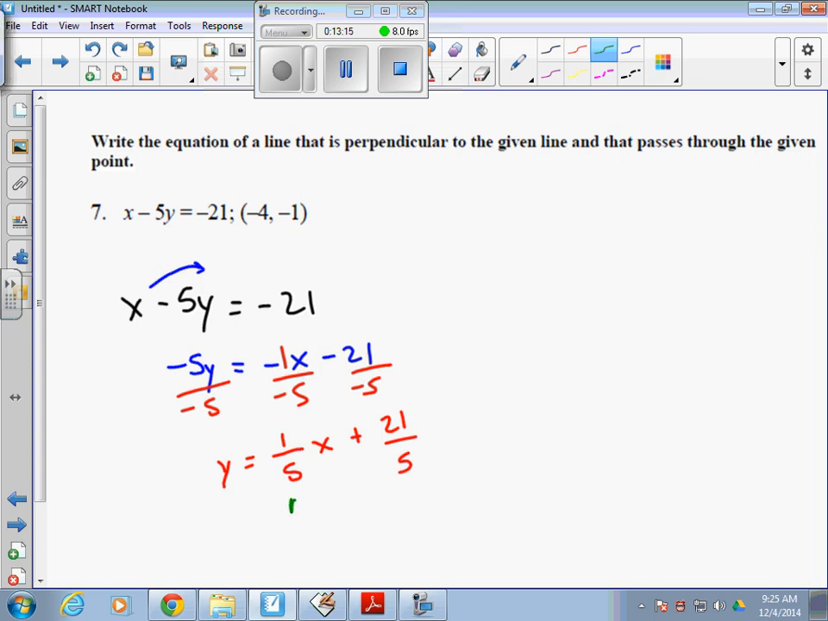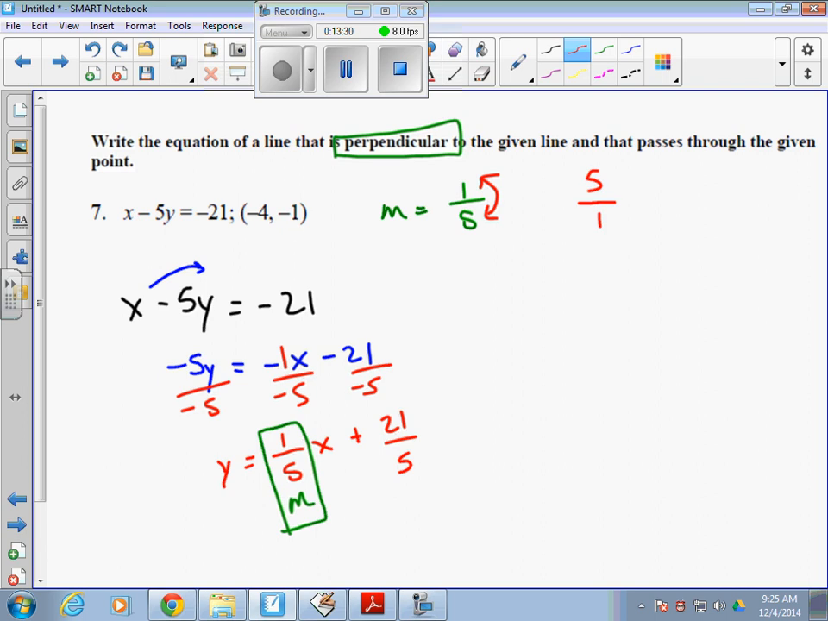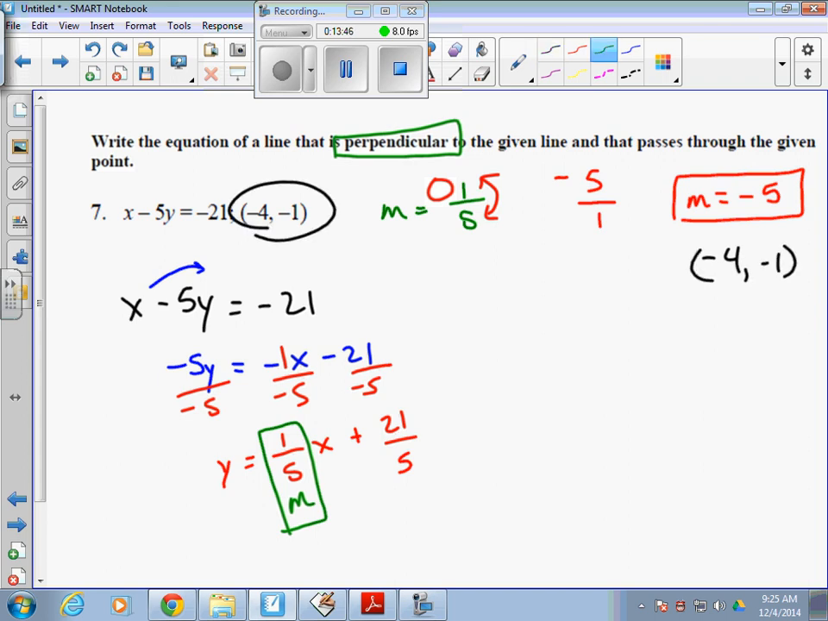The slope of the line is 1/5, but it says it's perpendicular. So take that slope 1/5 and change it and flip it. When you flip it, it becomes 5 over 1. When you change the positive, it becomes negative. So the slope of the new line is negative 5. Then treat it like the ones we've been using. This negative 4, negative 1 is the point it passes through. So that is your x and your y respectively.